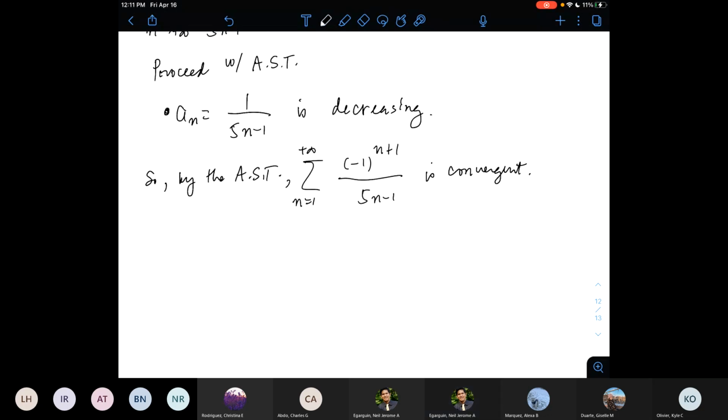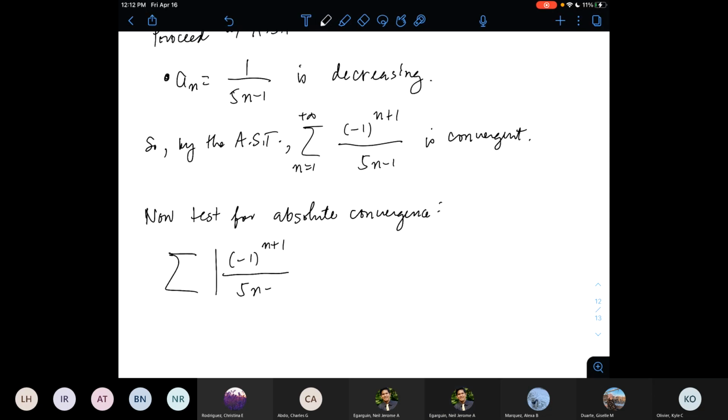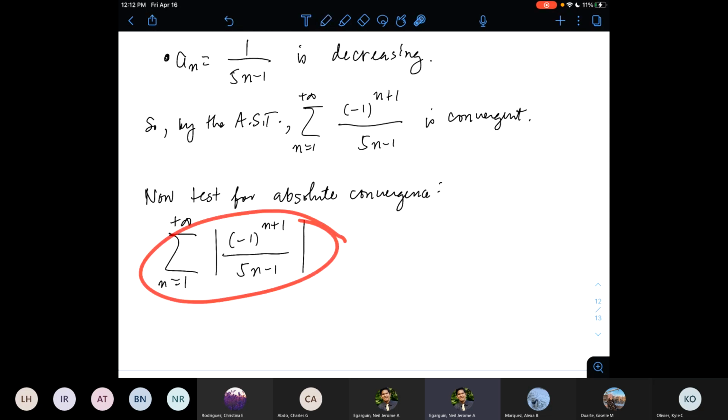right? So now if your given series is convergent, it can be either absolutely convergent or conditionally convergent. So we need to test for absolute convergence. Now, test for absolute convergence. And for that, we consider the absolute value series. If this series turns out to be convergent, then the given series is absolutely convergent. If this series diverges, then we have a conditionally convergent series.